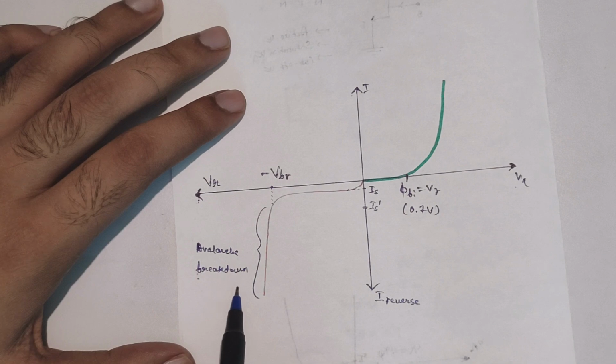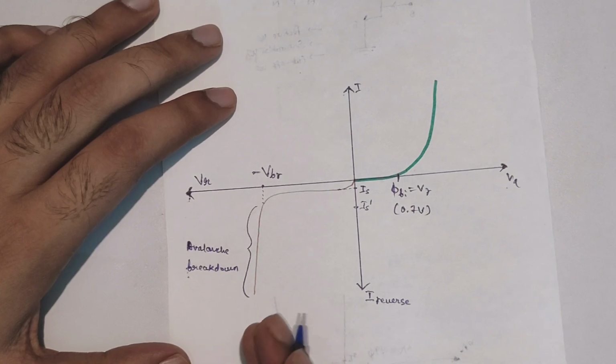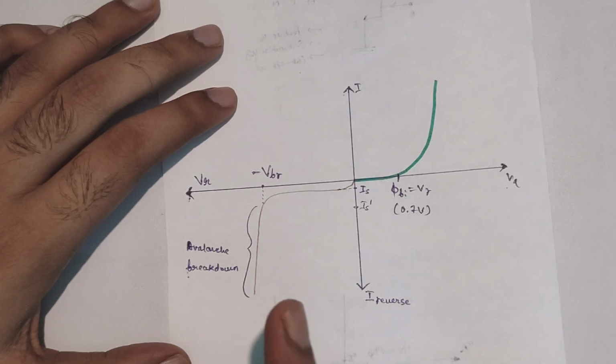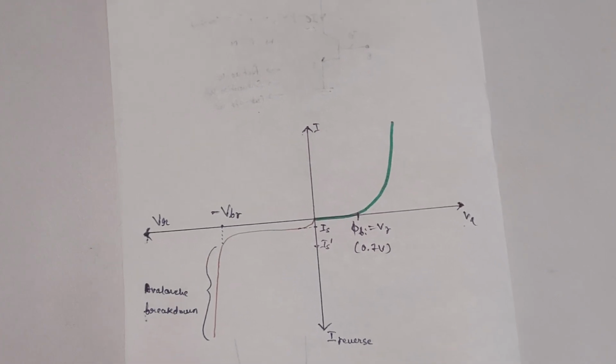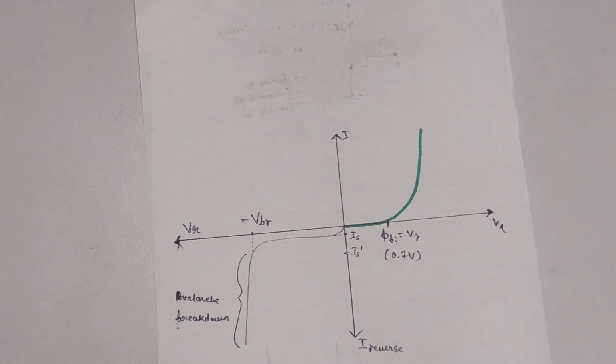So this happens also because of the minority carriers. A very large amount of minority carriers starts moving from the N side to the P side. So let's understand the value of forward bias current and reverse bias current in a PN junction diode.